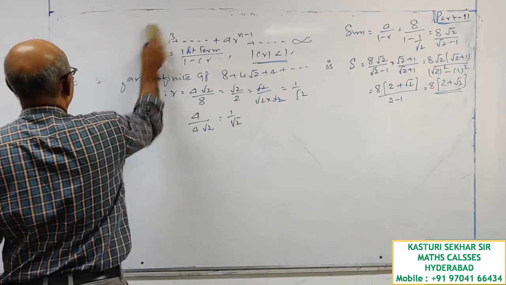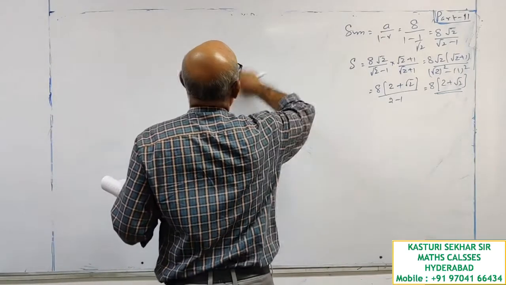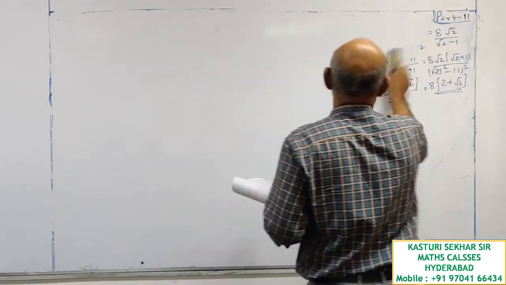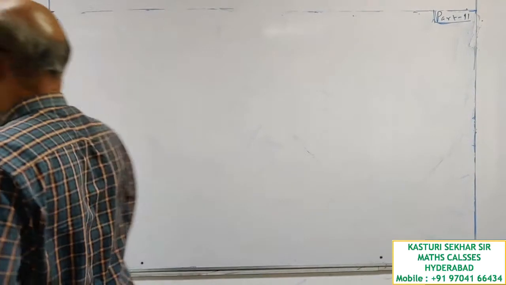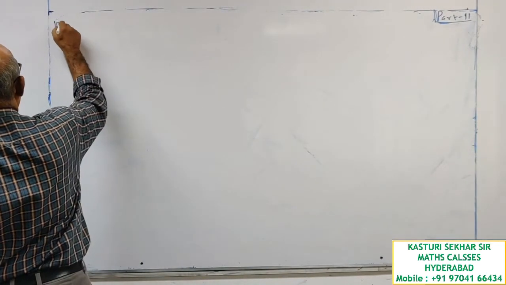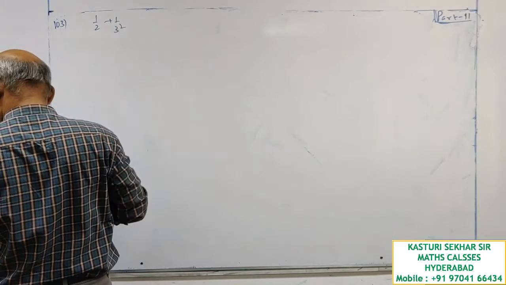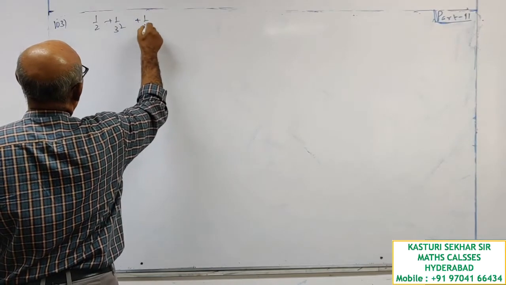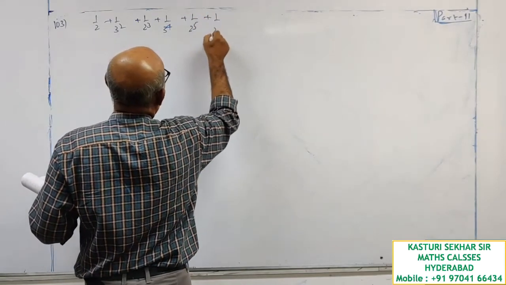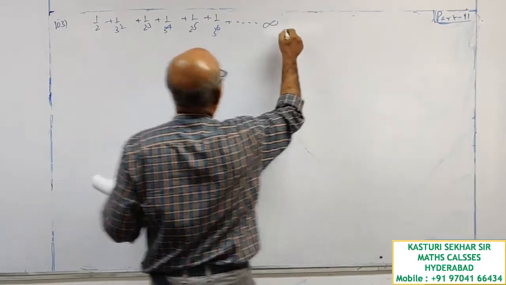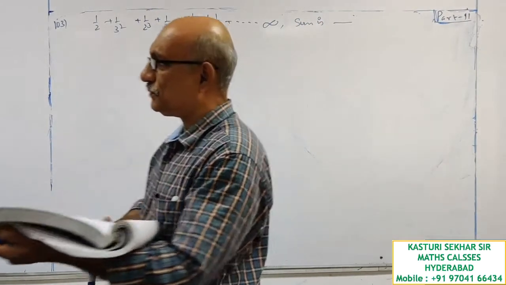Look at the next question. Question number 103. 1 by 2 plus 1 by 3 square plus 1 by 2 cube plus 1 by 3 to the power of 4 plus 1 by 2 power 5 plus 1 by 3 power 6 plus etc. to infinity. Sum you have to calculate.